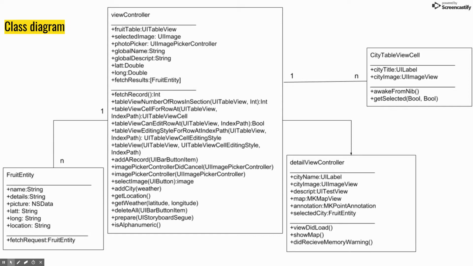This is the class diagram. It is made out of four main sections: the view controller, the fruit entity, the detail view controller, and the city table view cell. The view controller handles items such as displaying the rows of information, the posts in a table view format on the main page. And it also handles posting.